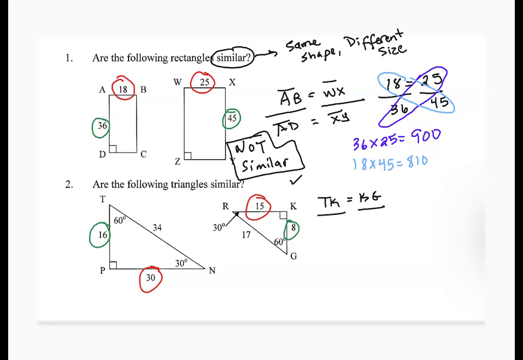I'm plugging in the numbers. I know TK is, that should be TP. Yeah, that should be TP. So TP is 16 is equal to 8, and then PN is 30 and RK is 15. I cross multiply the numbers. Should I get my answer? 30 times 8 is 240.